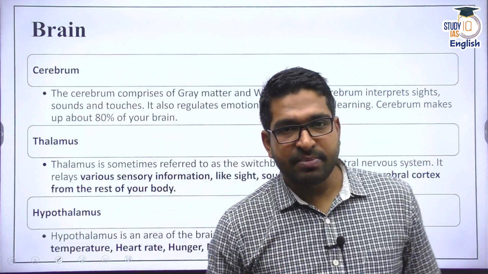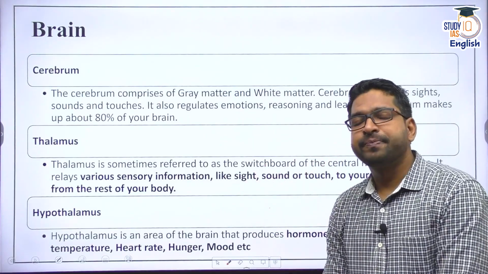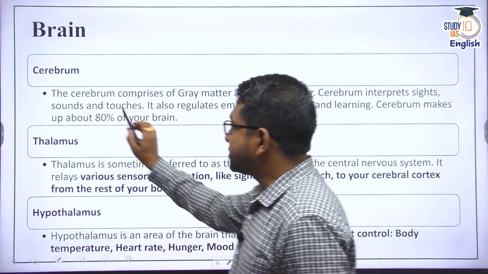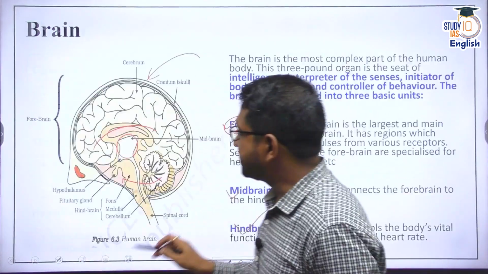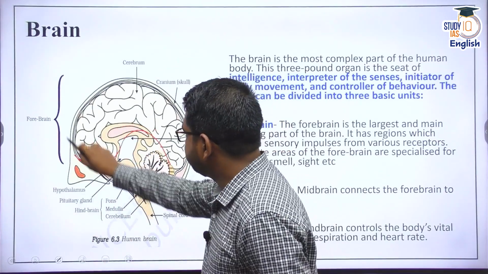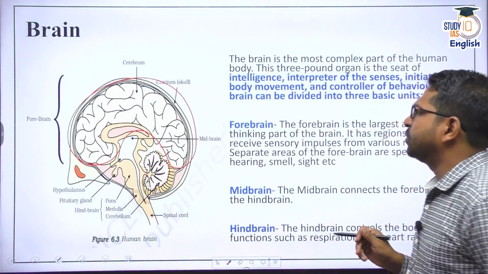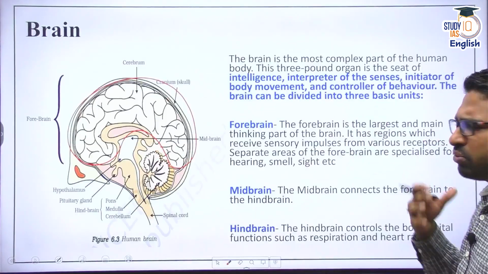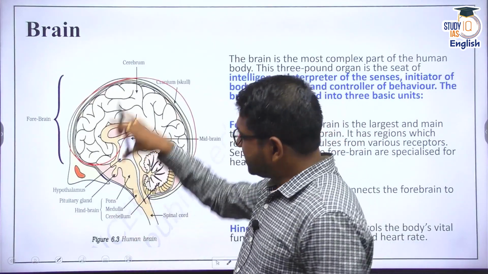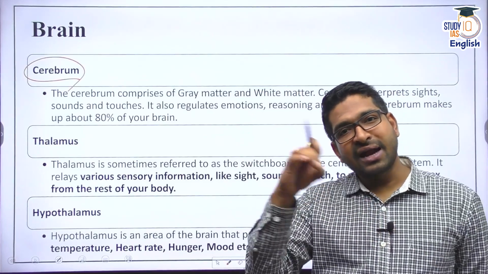Now from an exam perspective, we need to remember the functions of these. Basically, in the forebrain, the important part is the cerebrum. Cerebrum is this huge part. All right. Now if you see, the human brain is around 3 pounds approximately, right? Out of that, the maximum weight is of the cerebrum itself. The cerebrum comprises gray matter and white matter.